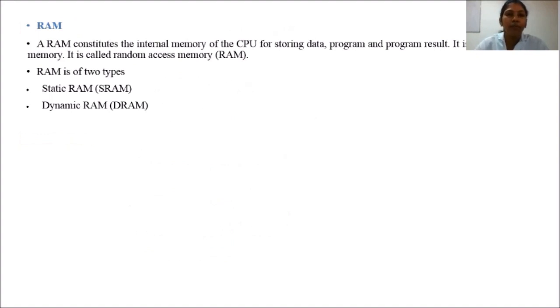And then the RAM, it consists of internal memory of the CPU for storing data. Further, it can be classified into static RAM and dynamic RAM.